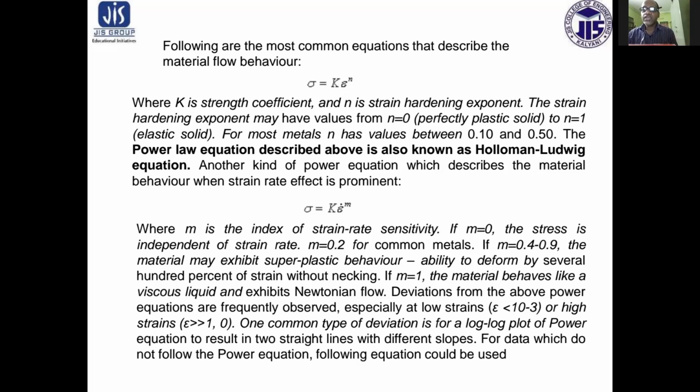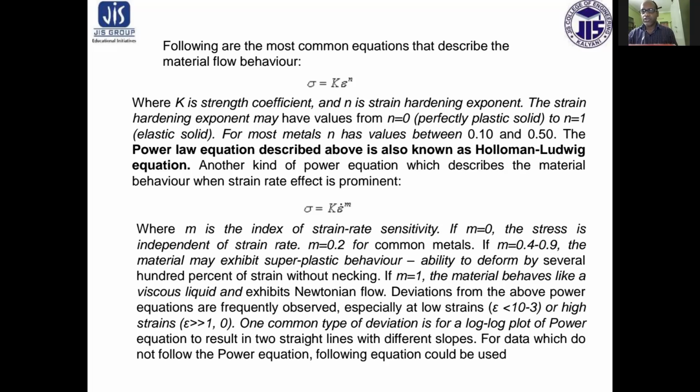Sigma equal to K into epsilon to the power n, where K is the strength coefficient and n is the strain hardening exponent. The strain hardening exponent may have values from n equal to 0 to 1. For most metals, n values are between 0.1 and 0.5. The power law equation described above is also known as Hollomon's equation.